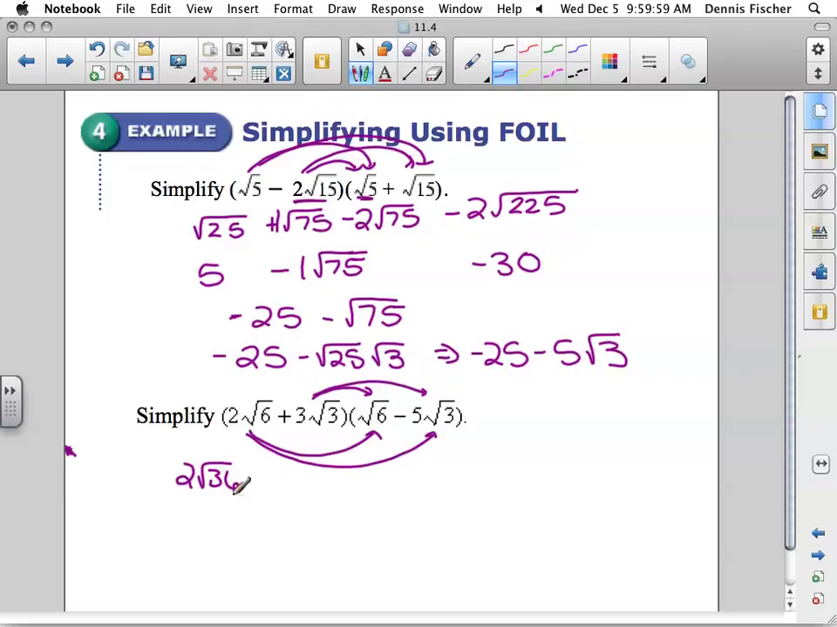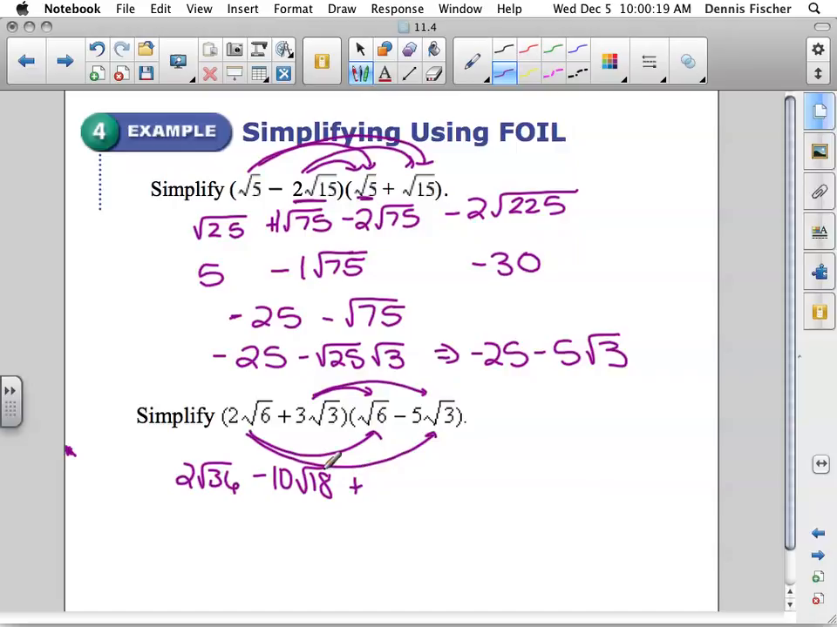And 2 square root of 6 times 5 square root of 3. Don't be afraid to try. You get 15 square root of 9. Negative 10 square root of 18. Okay, there we go. Negative 10 square root of 18. That's good. Then the middle term, I think, is the next one.